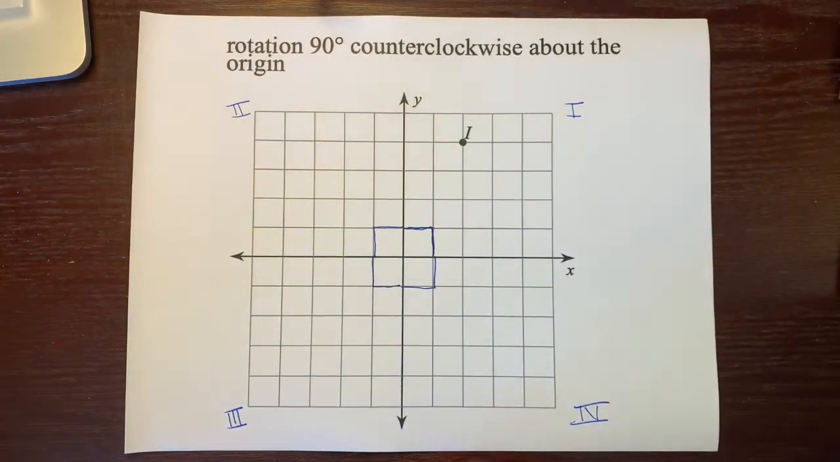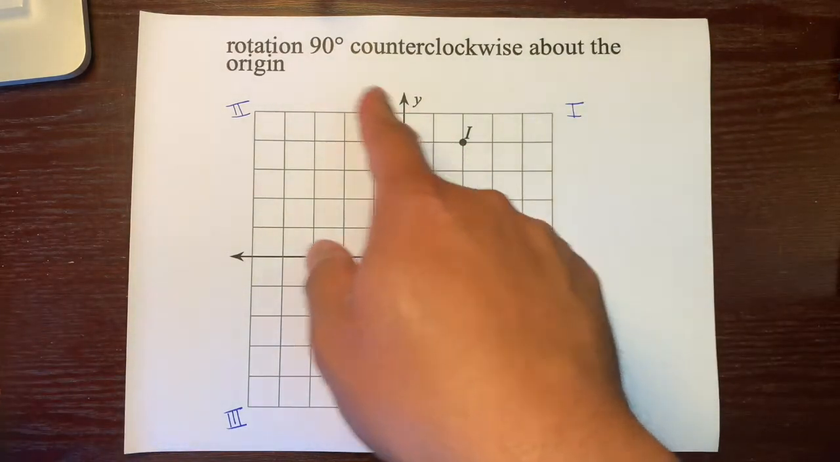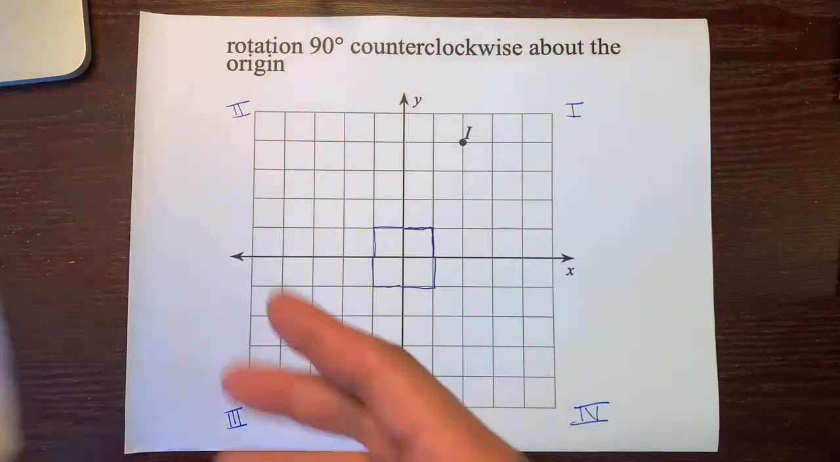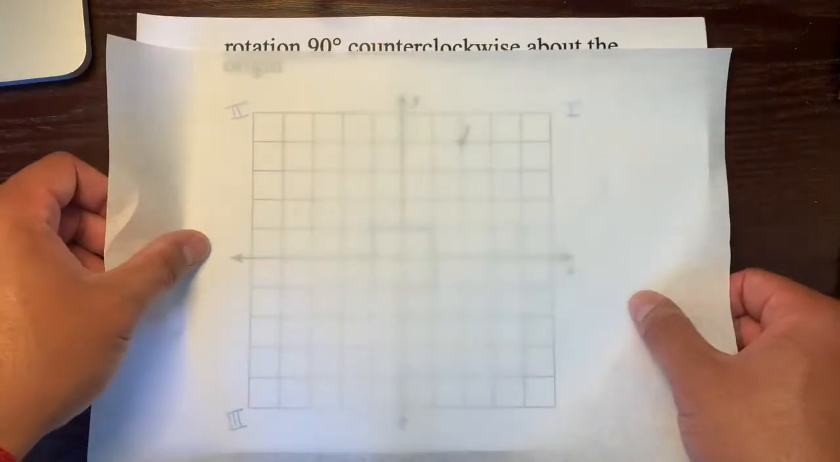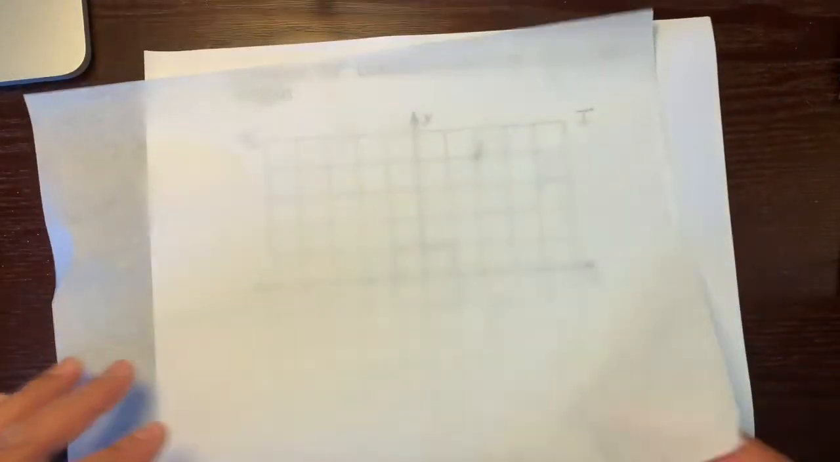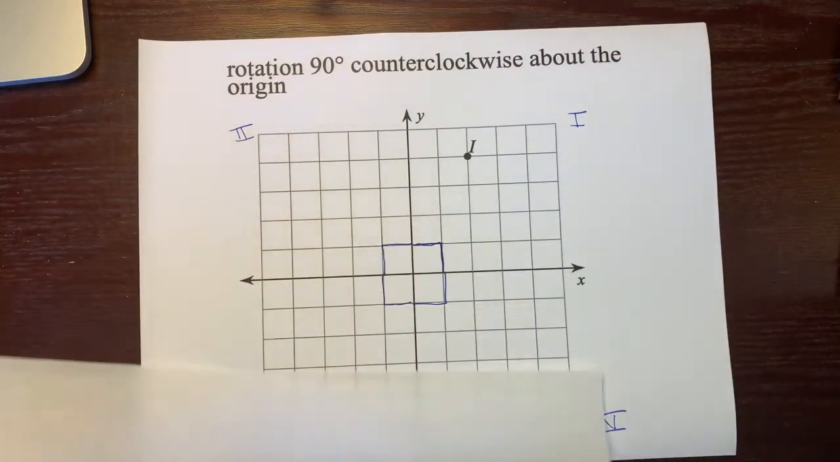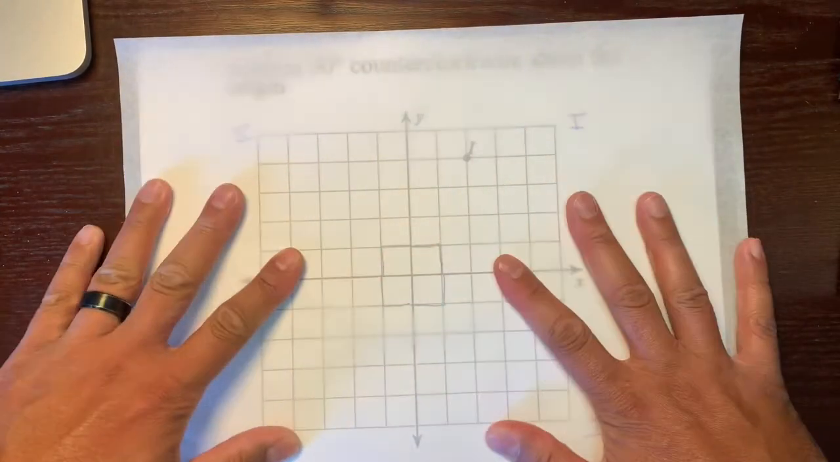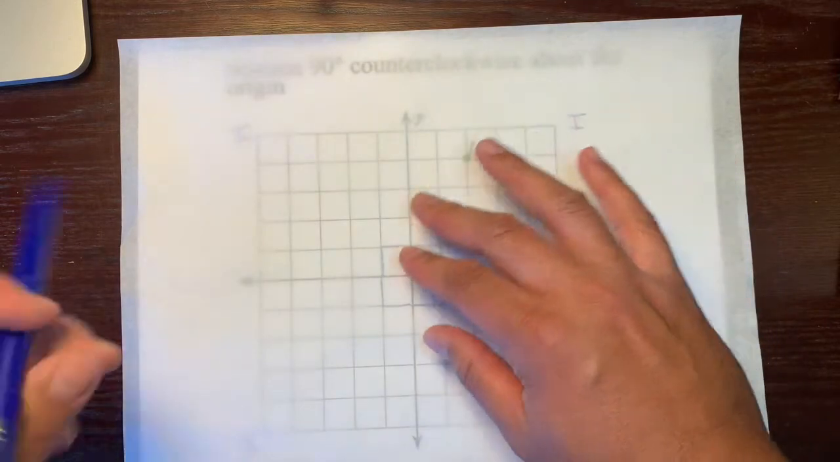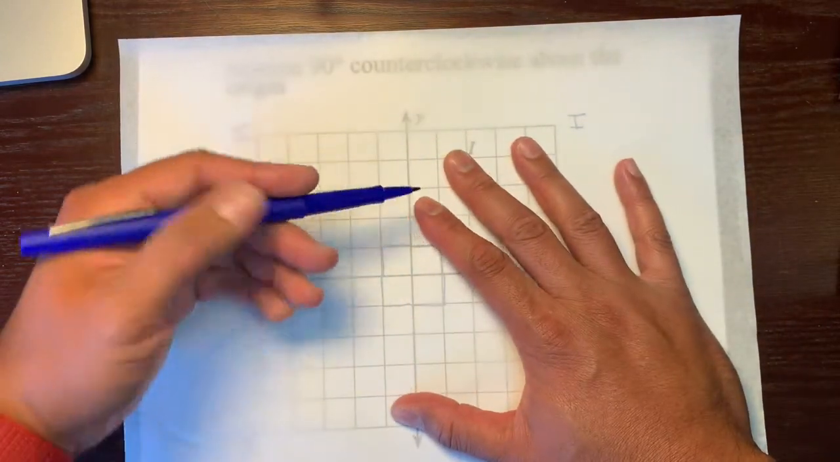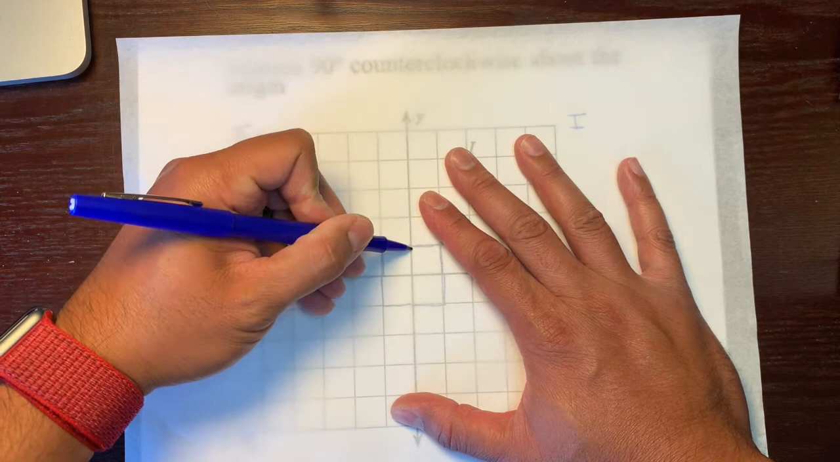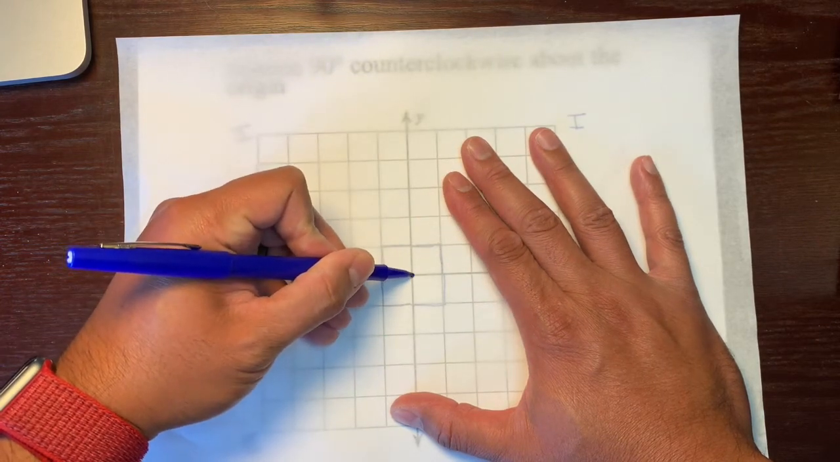I told you I'd show you two ways to get to the correct answer. Our first method of rotating the eye 90 degrees is to take some tracing paper. Tracing paper is paper you can see right through, or some patty paper, some kind of transparent paper, and you would put it right on top of this. And what you're going to do is take your pen or pencil, and here's the origin right here.